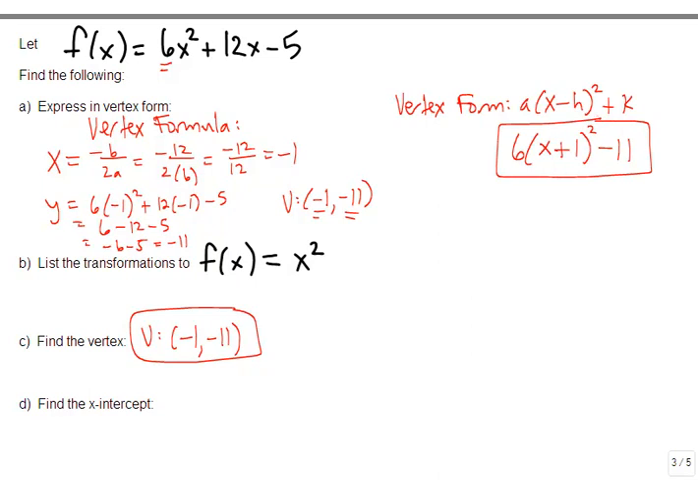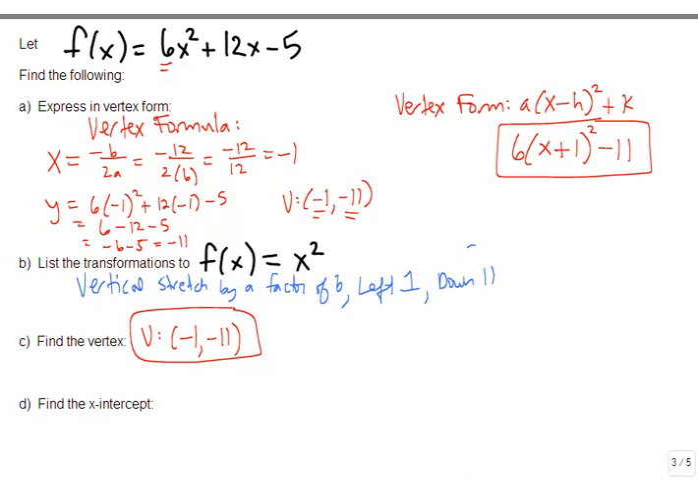Based on that, what are my transformations? Well, the 6 on the outside, because it's on the outside, is a vertical stretch, because it's larger than 1, by a factor of 6. The plus 1 on the inside of the parentheses is a horizontal shift, and because it's plus 1, we actually go left 1. And the minus 11 on the outside is a vertical shift, and it's minus, so we're going to go down 11.